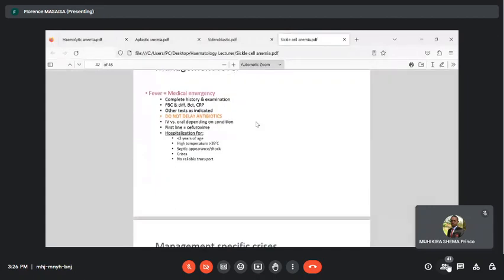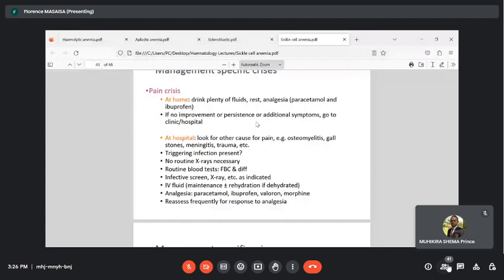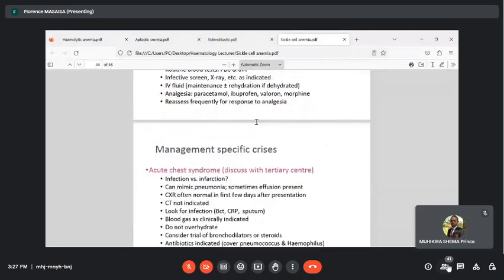For an early crisis, you should explain to the patient how to manage the pain at home, starting with hydration, rest and analgesics. Avoid stressors like emotional stress and so on. In the hospital, you have to screen for target organs which can be affected by infection. So remember again, IV fluids, full blood count, and you do the infection workup.